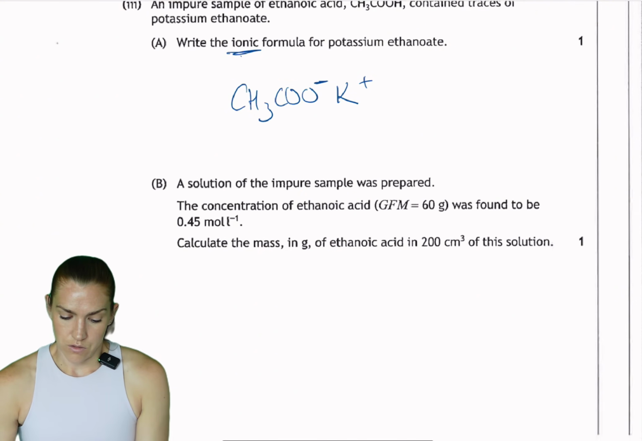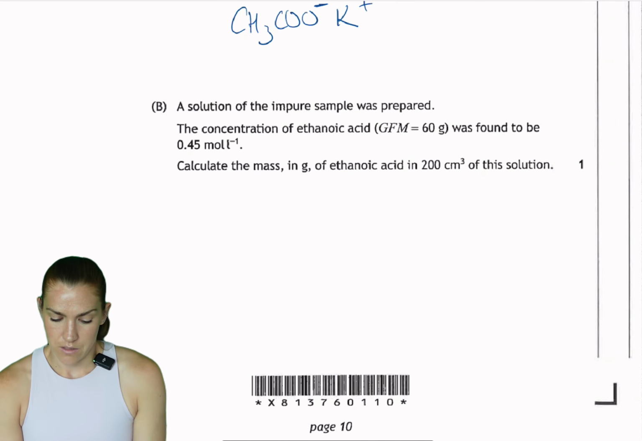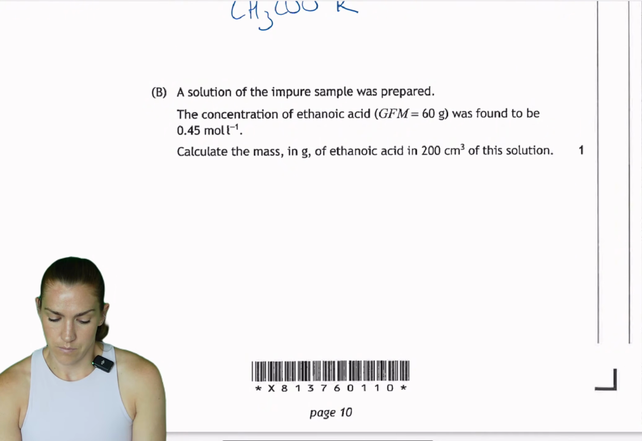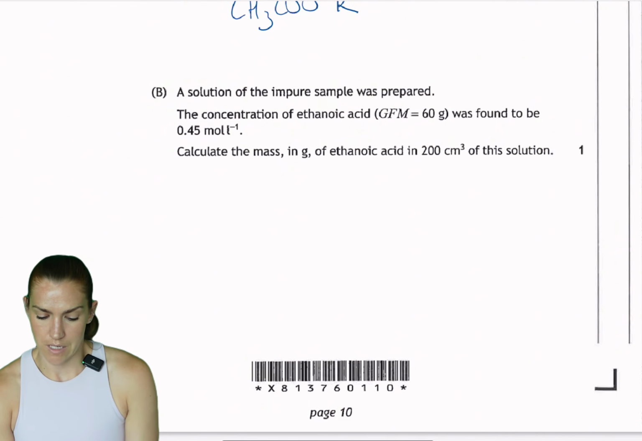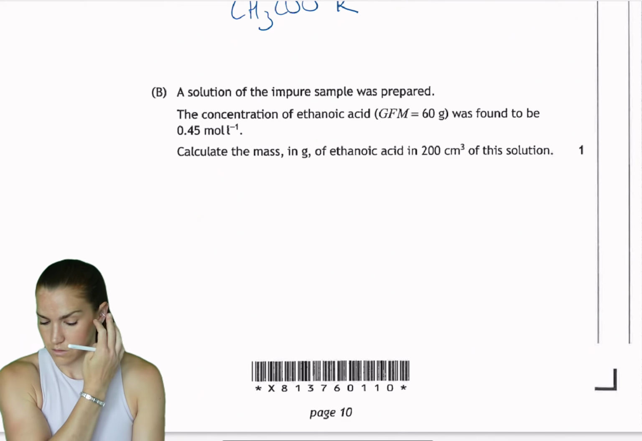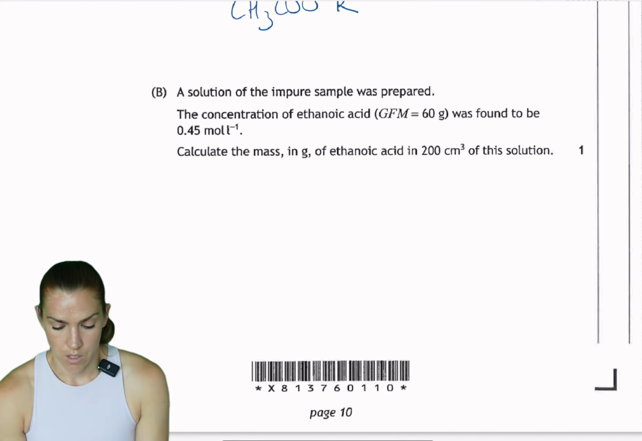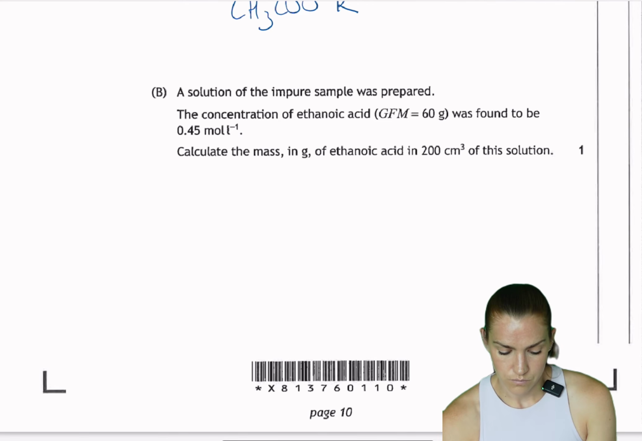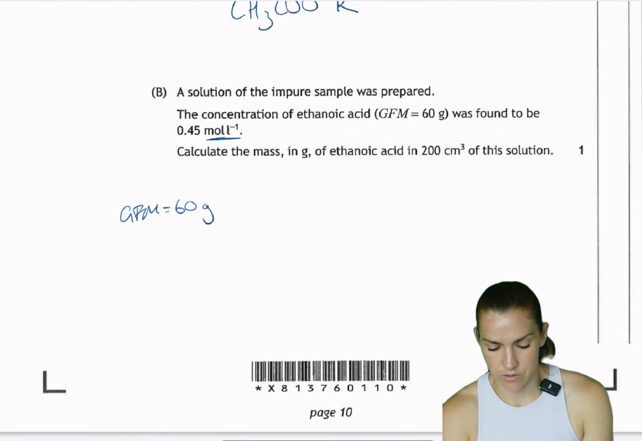So then a solution of the impure sample was prepared. The concentration of ethanoic acid was found to be 0.45 moles per litre. Calculate the mass in grams of ethanoic acid in 200 centimetres cubed of this solution. So this calculation is not completely obvious as to what type of calculation it is. So the best thing to do with these sometimes is just write down the variables you've got. So we get given a GFM, so 60. Then you also get given a concentration. Remember I said everything with moles per litre after it is a concentration. So C equals 0.45.